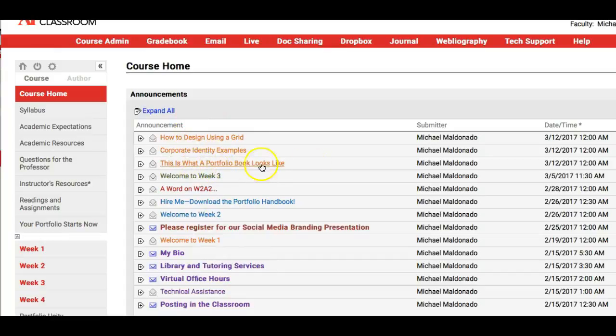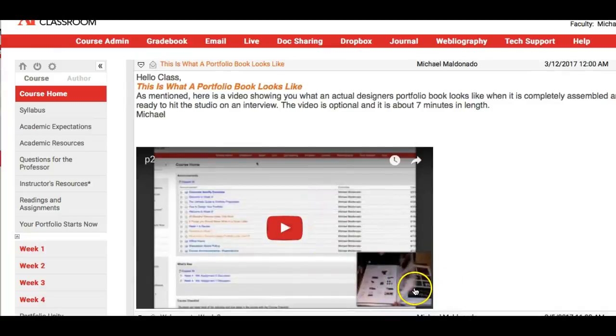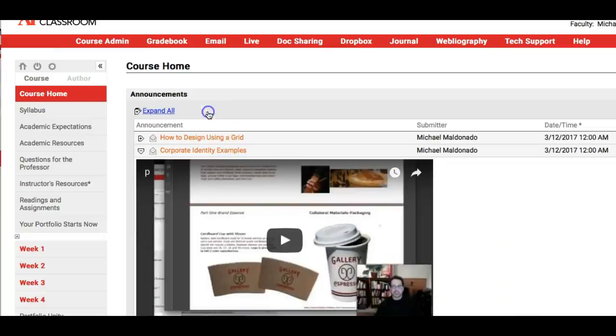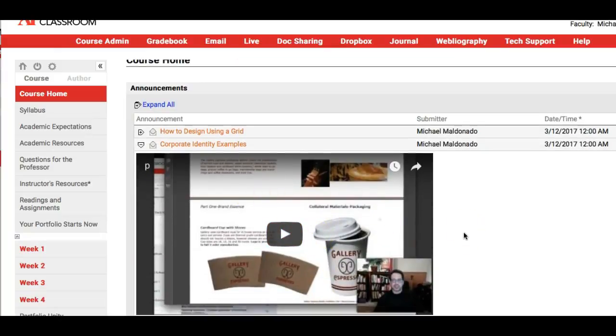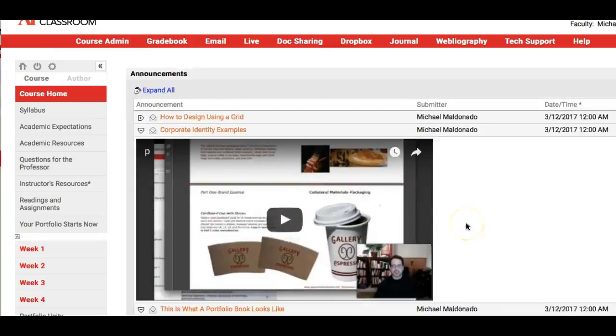So we have, this is what a portfolio looks like. And this is actually a video of a portfolio book. I have an actual physical portfolio book that I page through, and I talk about how to change pages and how to set it up, and et cetera, et cetera. Then I have another called Corporate Identity Examples, and that's another video showing corporate identity examples for those of you who have been emailing with questions about, I have a business card, letterhead, and envelope, but I'm kind of short on other things. What can I do? This video will show a bunch of different examples of corporate identity.